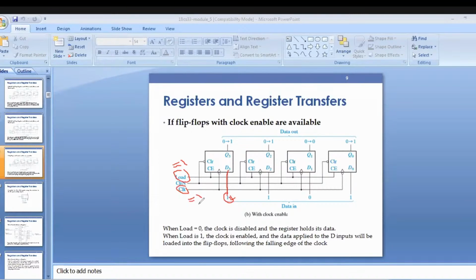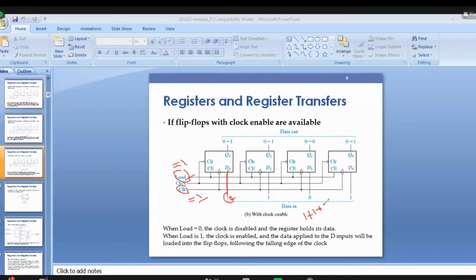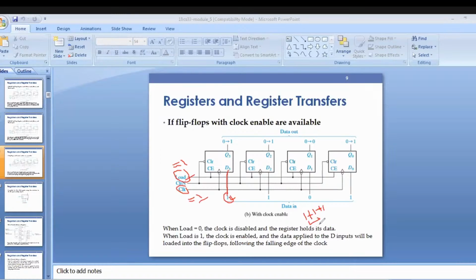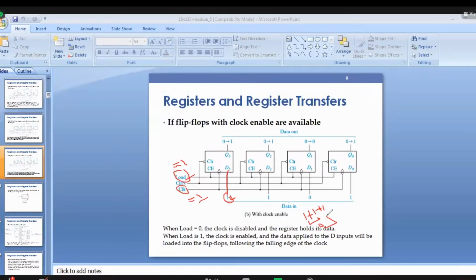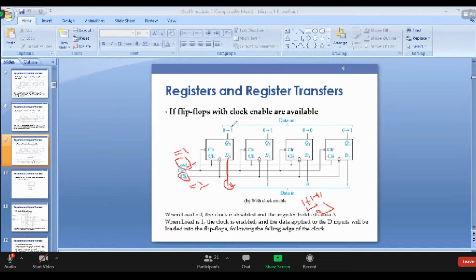Input is 1, clock is 1, load is 1. What would I write? 1 plus 1 plus 1. Clear? These two you can add first. 1 plus 1 carries 1, answer is 0. Correct? Next, you have to add 0 plus 1. What is the answer you'll get? 1. This is the output for the first flip-flop.